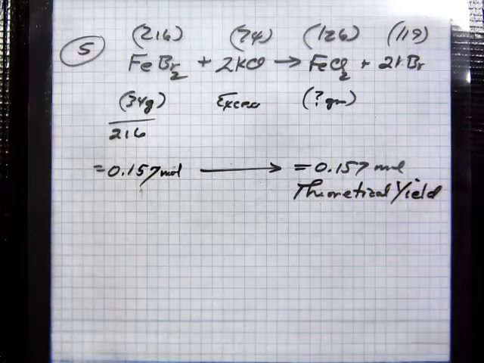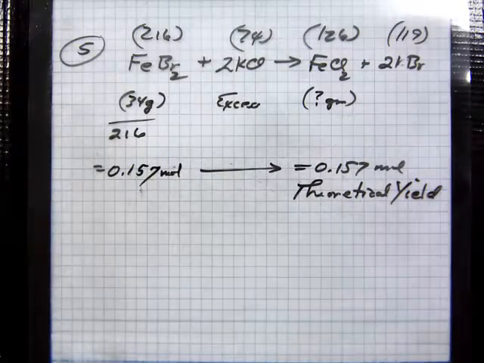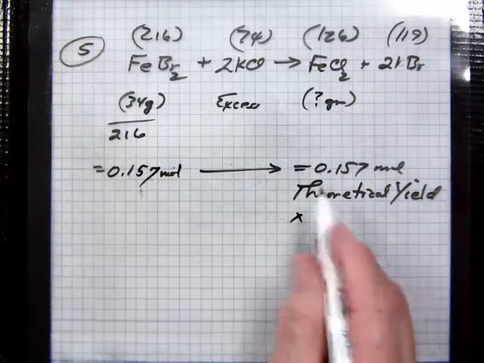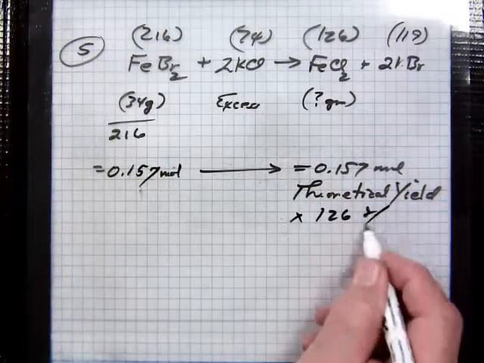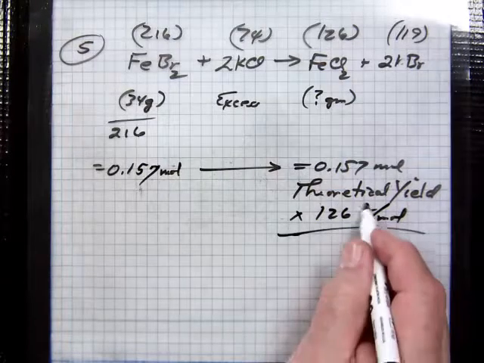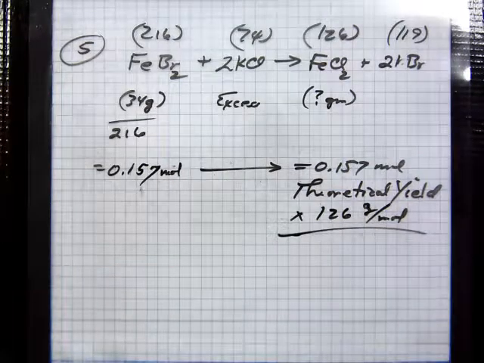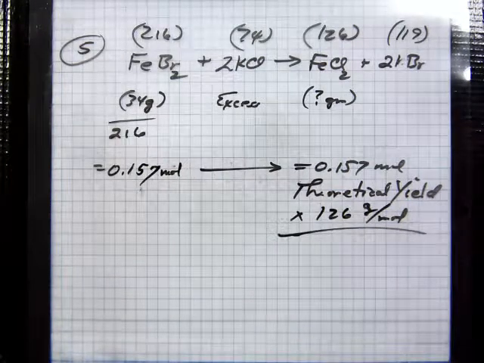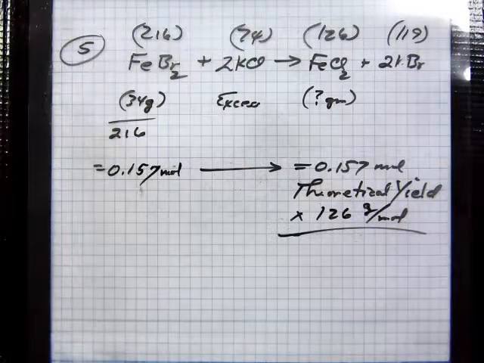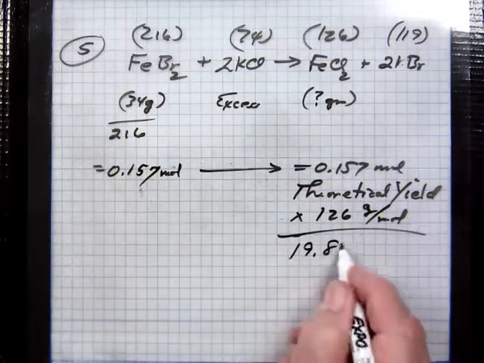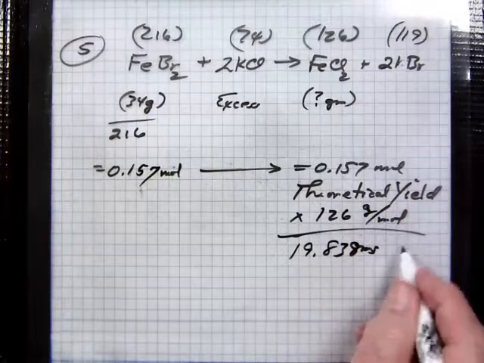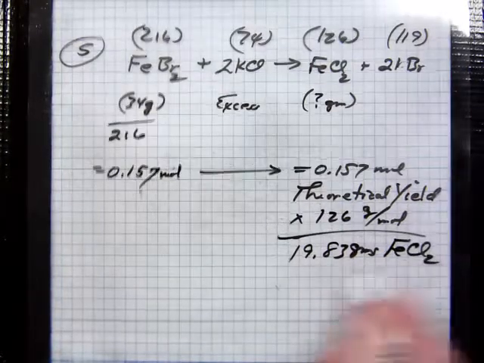Because coefficients are identical. Okay? And in grams, that's times 126 grams per mole. Convert it back. And that's 19.83 grams FeCl2 theoretical yield.